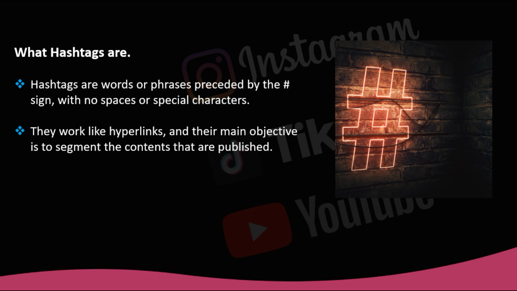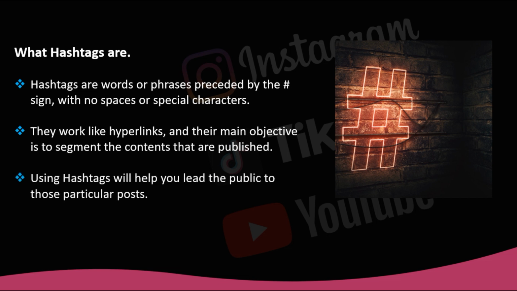To find posts with specific hashtags on Instagram, you can also use the magnifying glass at the bottom too, if your goal is to group a certain number of posts. Using hashtags will help you lead the public to those particular posts. Usually, hashtags go with a caption that can be either short or medium long. The hashtags you write can be about almost anything. As you type them in, Instagram will suggest other tags based on their popularity. Technically, you can use up to 30 in each post.